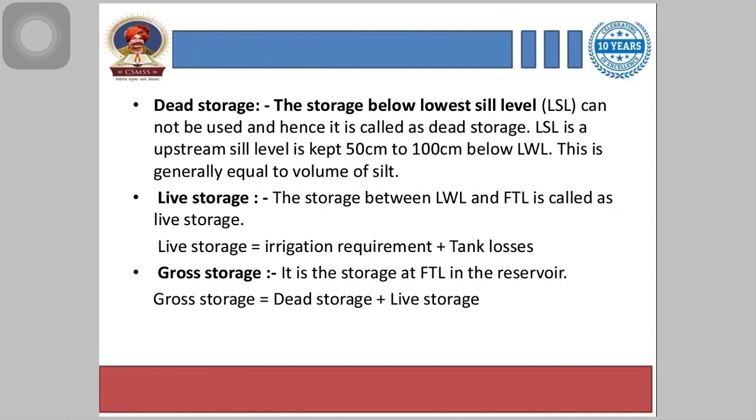Live storage is the storage between lowest water level LWL and full tank level FTL. We can write it as live storage equals irrigation requirement plus tank losses. Gross storage is the storage at FTL, full tank level, in the reservoir. So gross storage equals dead storage plus live storage.